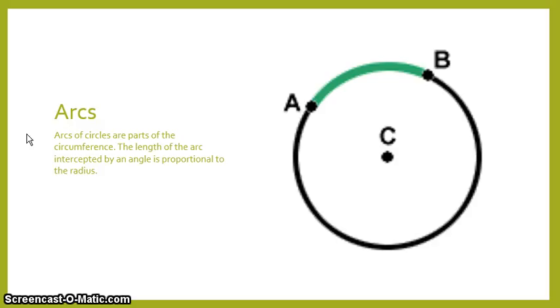Arcs of circles are parts of the circumference. As you can see here, it's taken a little piece of the circumference, and that's basically an arc. And the length of the arc intercepted by an angle is proportional to the radius.